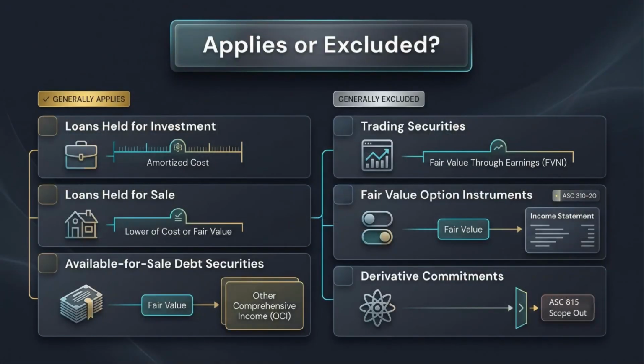Scope depends heavily on how the instrument is measured. Loans held for investment are the classic case because they are carried at amortized cost. Loans held for sale can also be affected, although their later measurement uses lower of cost or fair value logic. Available for sale debt securities bring in other comprehensive income for unrealized gains and losses, so be careful with presentation. But trading securities, fair value option instruments, and derivative commitments usually sit outside this deferral model because fair value changes already flow through earnings or derivative accounting applies.